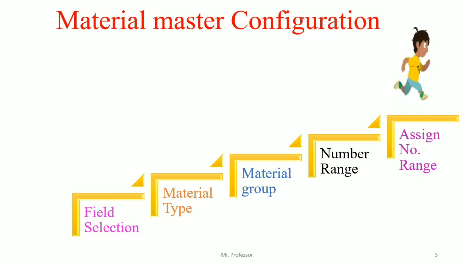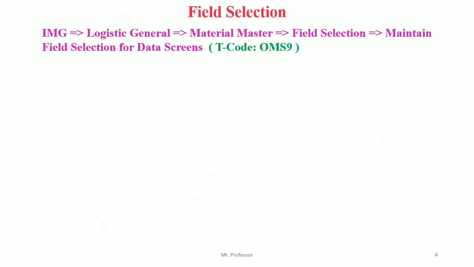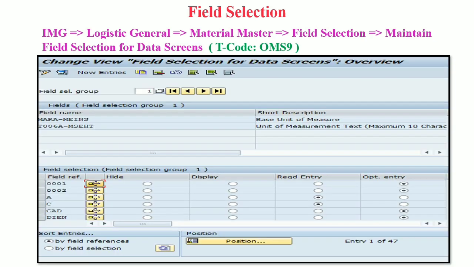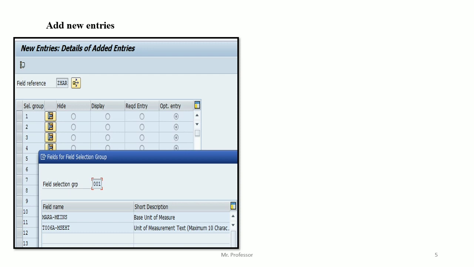Here we are going to see about field selection for the data screens. This configuration will allow you to make some master data screens optional or hidden, or some mandatory. Here is the path to creation: IMG, select Logistics General, then select Material Master, there select Field Selection, finally click Maintain Field Selection for Data Screens, or use T-code OMS9. There select which fields are required for our function to work. Then save the data. Here I have shown the procedure, please take a look at it.